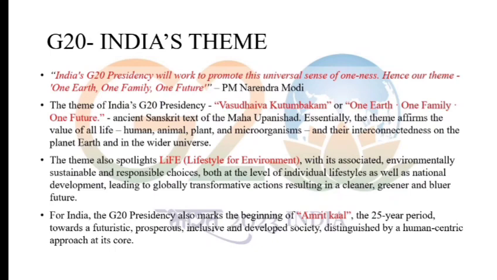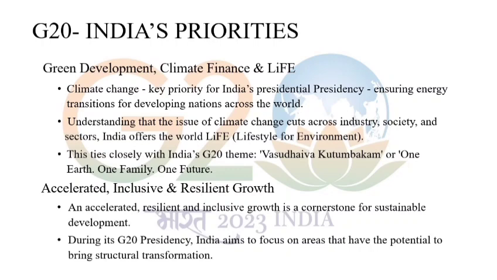For India, this G20 presidency came at the right moment of Amrit Kal, the 25-year period beginning from the 75th anniversary of India's independence. Amrit Kal, it worked towards a futuristic, prosperous, inclusive and developed society. India has some priorities during its G20 presidency.